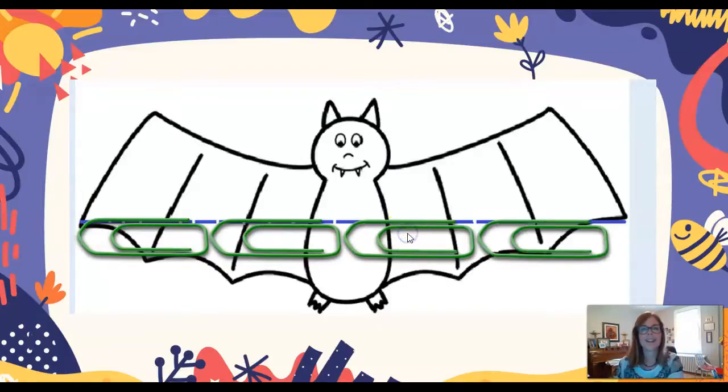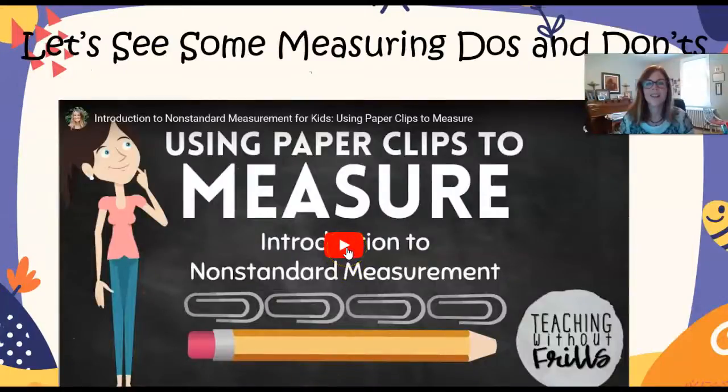3 units, 4 units. And then look at the end. I have a very small space not covered by one of my paper clips. That's okay. We're going to say it's about 4 paper clips long. If I tried to fit another paper clip there, it would be too much. So we're safe in saying our bat's wingspan length is about 4 paper clips long. Let's watch a short video to see some measuring do's and don'ts.